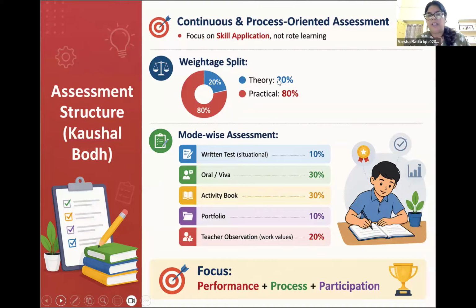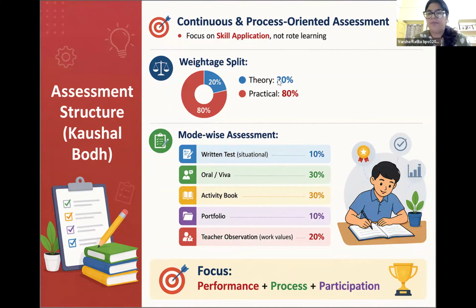अब हम 80-20 का क्या split है? We are just going to talk about it. So the theory is 20% and practical is 80%. I'm again coming up to it. You can have a written test, which is a situational test, which will be 10%. अगर हम 100 में divide कर रहे हैं, तो 10% आपका क्या होगा? It will be your, in theory, written test will be 10%.